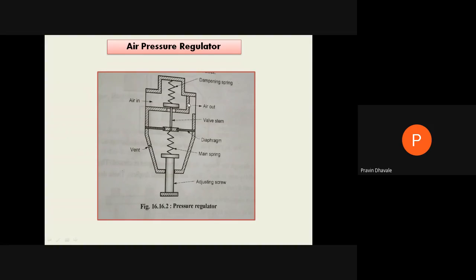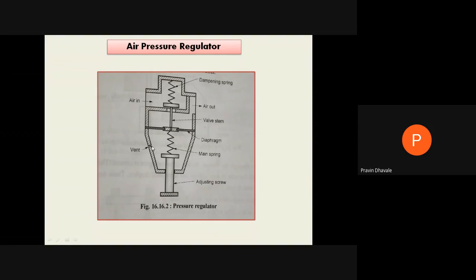Air pressure regulator, it consists of two ports, inlet air port and outlet air port. Also, it consists of an adjusting screw and two springs. One is the main spring to set the required preset pressure, and the second is a damping spring to nullify the fluctuation of the air coming from the compressor. Then the diaphragm, it is a rubber with a synthetic reinforcement.